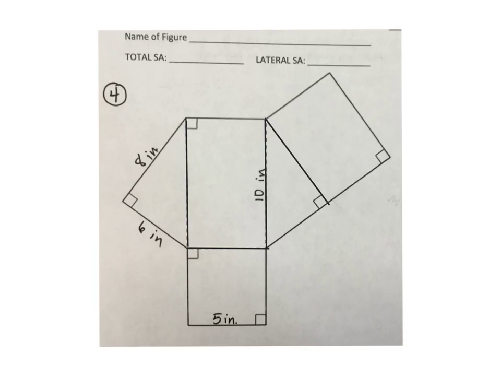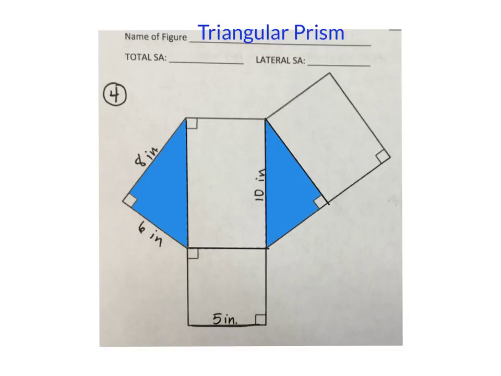All right, so let's identify our object, in which case we're going to shade in our bases. Our bases in this, again, are triangles, so it is triangular, and there's 2 of them, so it is a prism. All right, so let's see what else we could identify. If this is 5, that means this is 5, and this is obviously 5.